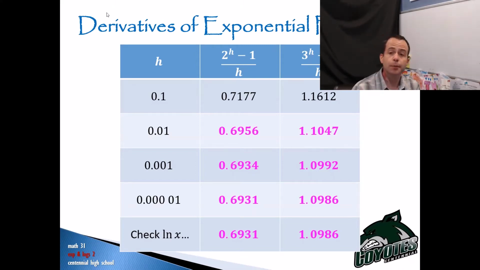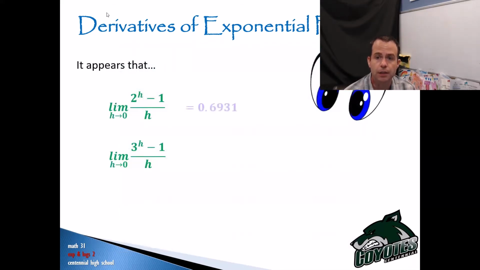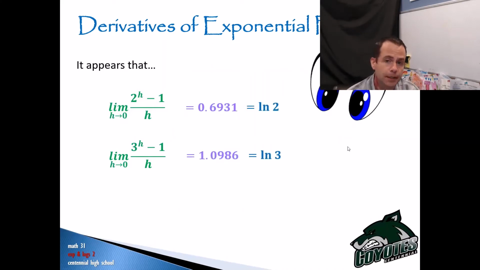Okay. So what are we saying? We're saying when the b value was 2, we end up approaching a limit of ln 2. And when the b value was 3, we ended up approaching a limit of ln 3, okay? So the limit when b was 2, we approached ln 2. And the limit when b was 3, we approached ln 3.